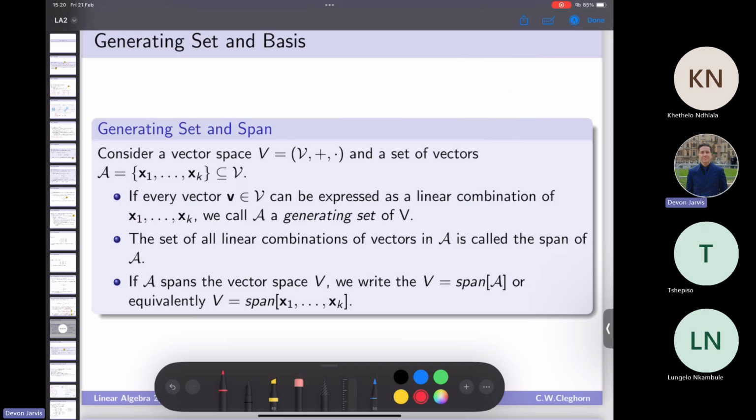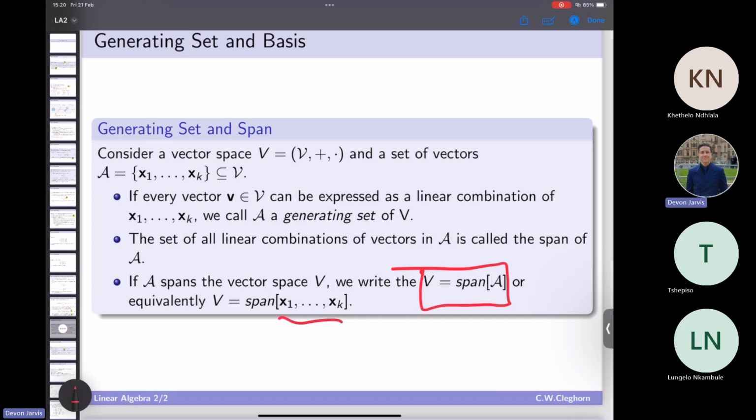Right? Then the set of all linear combinations of vectors in A is called the span of A. So it's a different concept: if I take all of these vectors, regardless of whether or not they're generating V, as long as I have a set of vectors A, then the vector space I can construct just from those vectors is called the span of A. And if A spans the vector space V, then you can write it like that, or equivalently, it just spans its columns there.